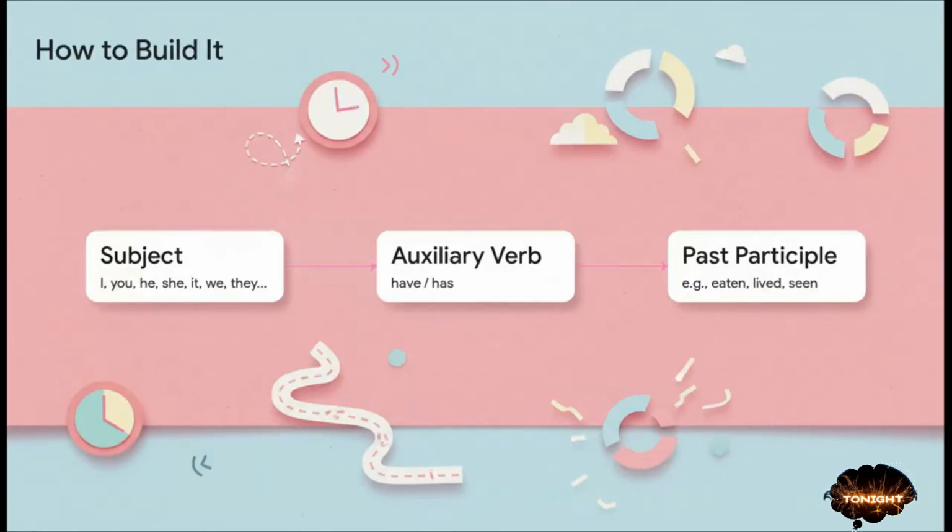So how do we actually build this thing? Well, the formula is actually super simple. You just need three parts. You've got your subject, then the right form of have or has, and then the past participle. That's the third form of the verb, like eat, ate, eaten. For regular verbs, it's easy. Just add ed. The only trick is remembering all those irregular ones.